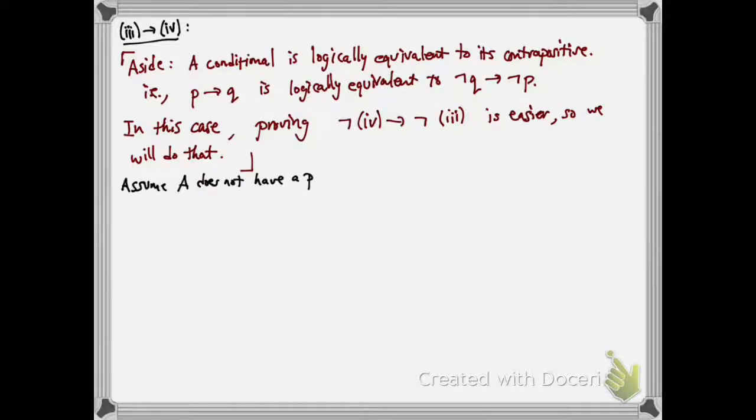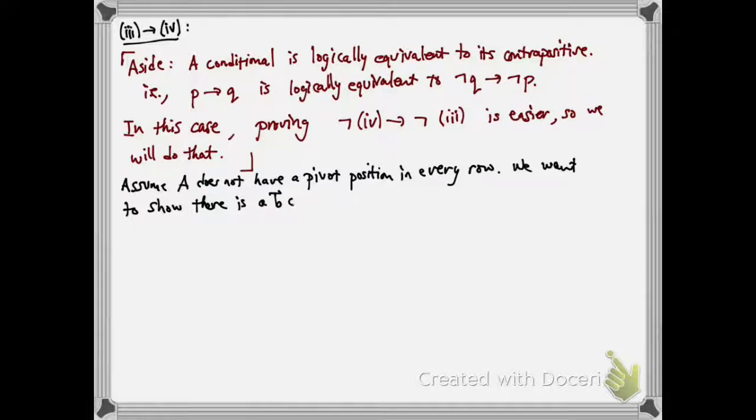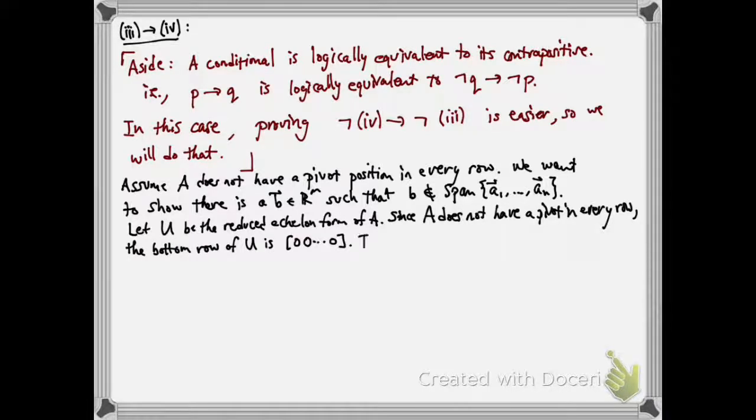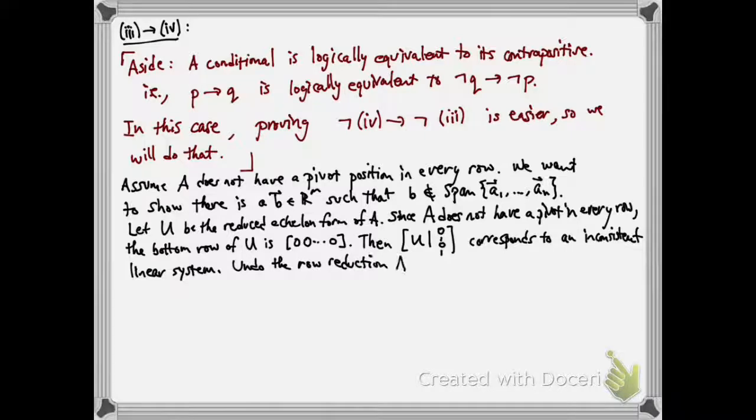So we start off by assuming not 4, namely that A does not have a pivot position in every row. And we want to show that there is a vector B in Rm such that B is not in the span of A1 up to AN, not in the span of the columns. So we'll let U be the reduced echelon form of A. And since A does not have a pivot in every row, that tells us the bottom row of U is all zeros. So then the augmented matrix U with the vector 0, 0, 0, 0, 1 corresponds to an inconsistent linear system.